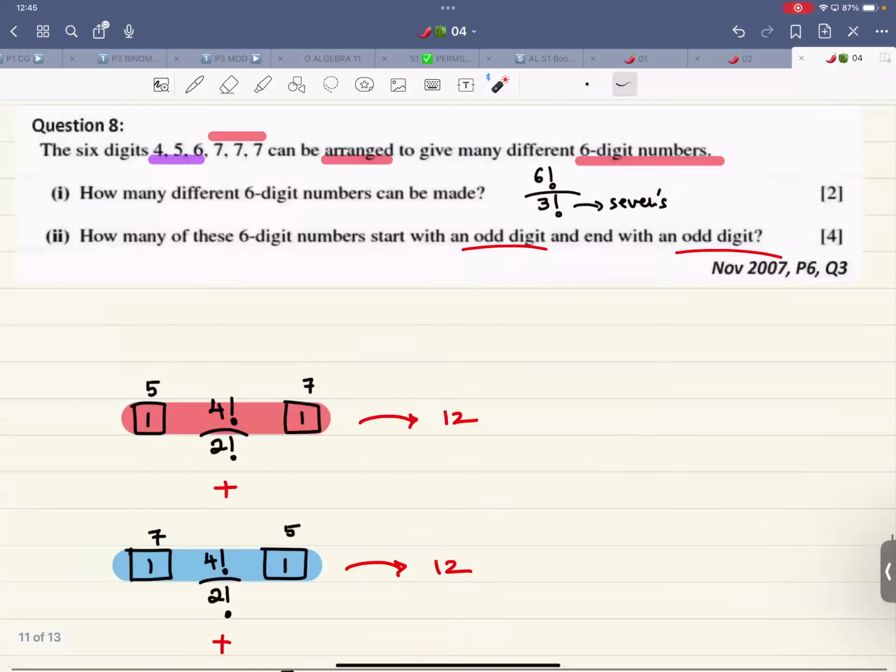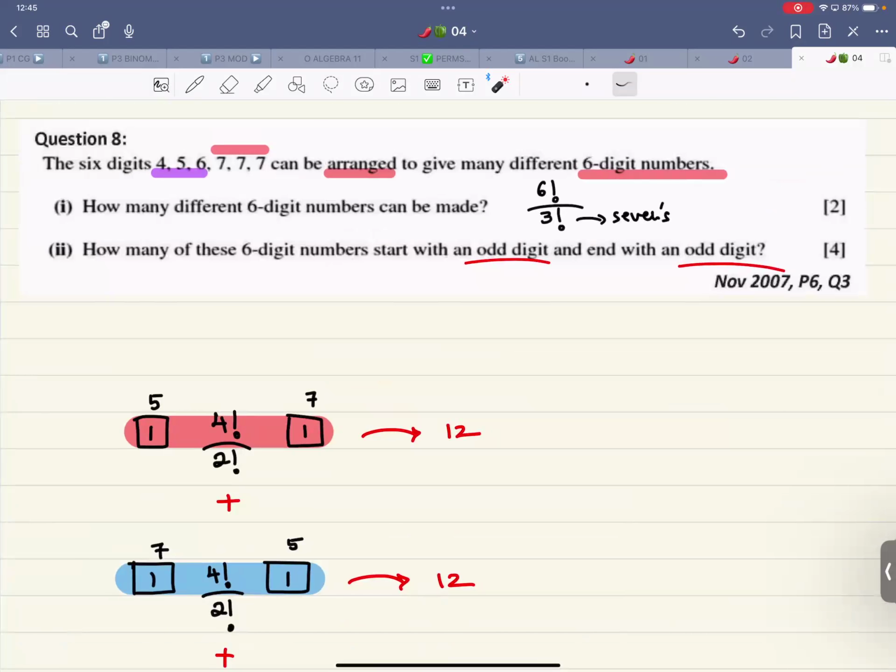This one was a slightly different question. The 6 digits 4, 5, 6, 7, 7, 7 can be arranged to give many different 6-digit numbers. How many different 6-digit numbers can be made? Neither did they mention that repetition is allowed or not allowed, because the digits themselves are given. This is just like A, B, C, D, D, D. So it is 6 factorial divided by 3 factorial for the 7s.